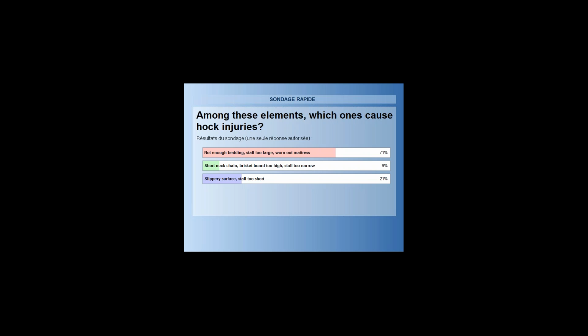And then the last one there was a worn out mattress, and definitely it's the same thing going back. If we've got a surface, particularly a mattress that's old and becoming hard and more abrasive, we're going to increase the risk of injury on our cows.